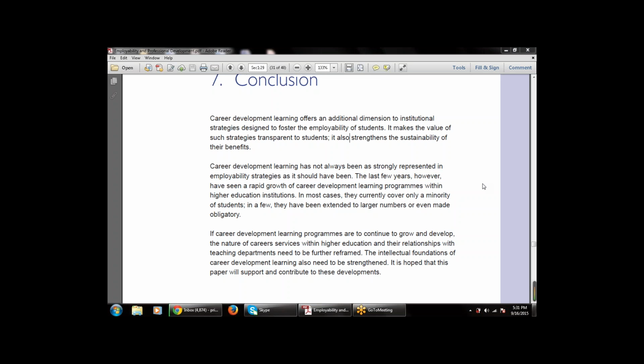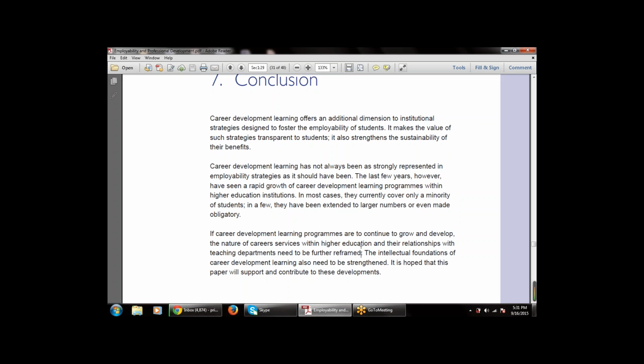The next paragraph is, if the career development learning programs are to continue to grow and develop, the nature of the career services within higher education and the relation with the teaching department need to be further reframed. The content that is available is expected to continue to grow in the future, because everything is being done online.